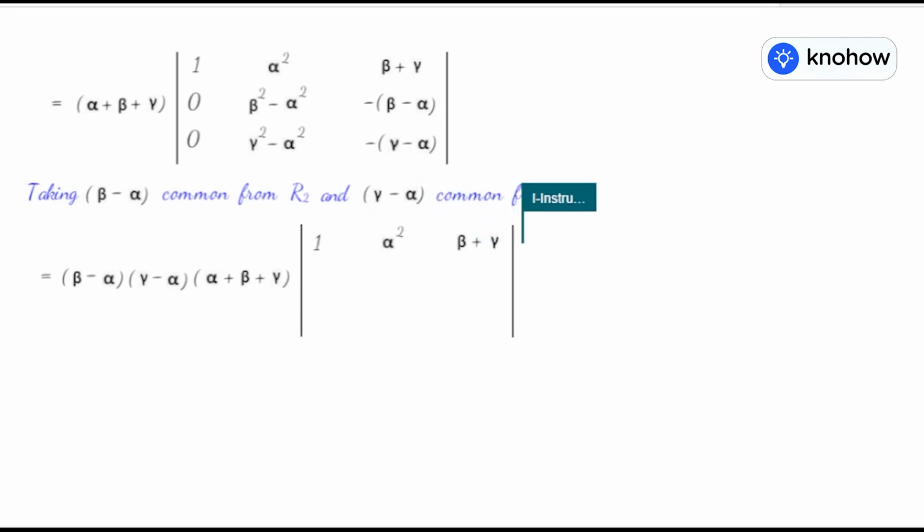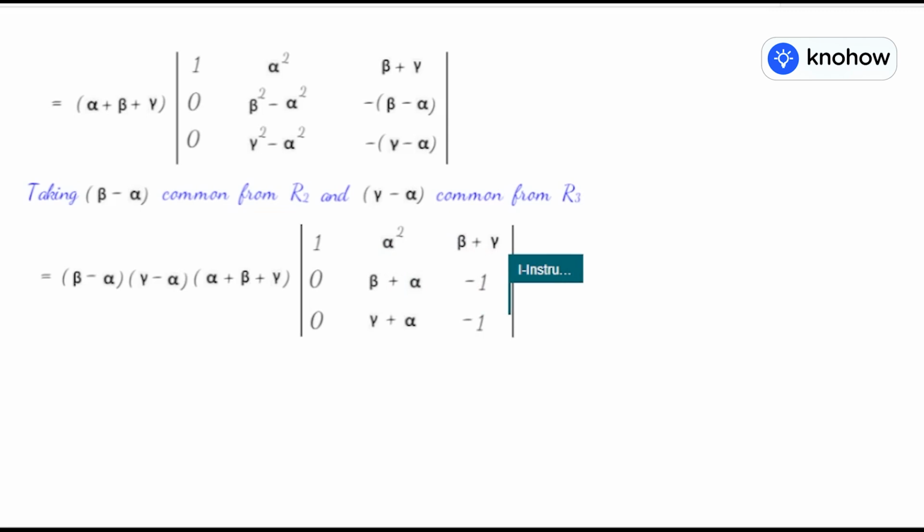So you are left with the first row as such, that is 1, alpha square and beta plus gamma. Now from the second row, when you take beta minus alpha common, you get 0. What are the factors of beta square minus alpha square? Beta plus alpha, beta minus alpha. So beta minus alpha you have taken common, so you are left with beta plus alpha. And in the third element of row 2, you have taken beta minus alpha common, so you are left with minus 1. And now taking gamma minus alpha likewise common from row 3, you are left with 0, gamma plus alpha, and minus 1.